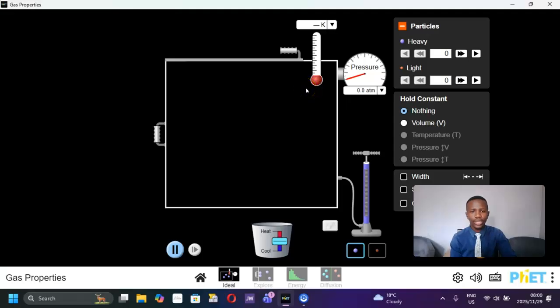Now, according to Charles' law, there is a relationship between pressure and temperature. So, the question is, what happens when you increase the temperature of a gas inside an enclosed container? Now, let's see what Charles' law states in a practical way in this experiment. I'm just going to pump in some gas.